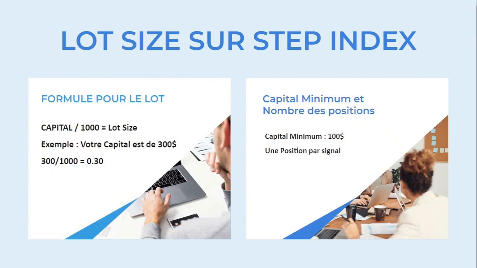First, you need to take the formula for the lot. As you can see, we take the capital and divide it by 1,000. What this will give is the number of lots. For example, our capital is $300. We will take 300 divided by 1,000, which equals 0.30. This means we will use a lot of 0.30. Not more, maybe less if you want, but 0.30 per position. That means if you have, for example, $500, the lot is 0.50 per position. Do not go beyond that.